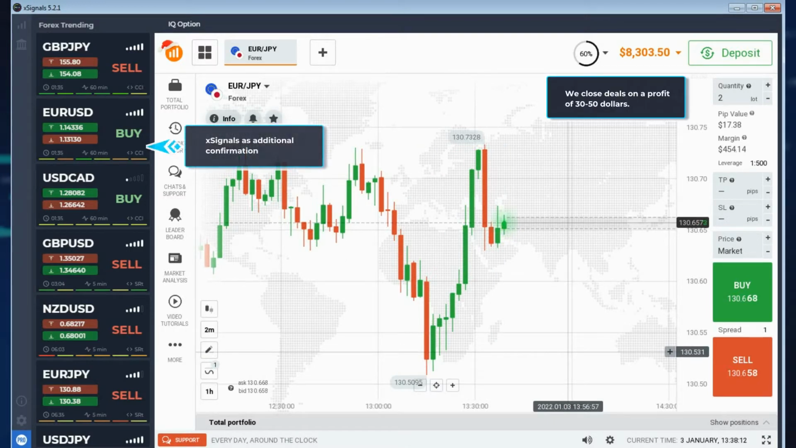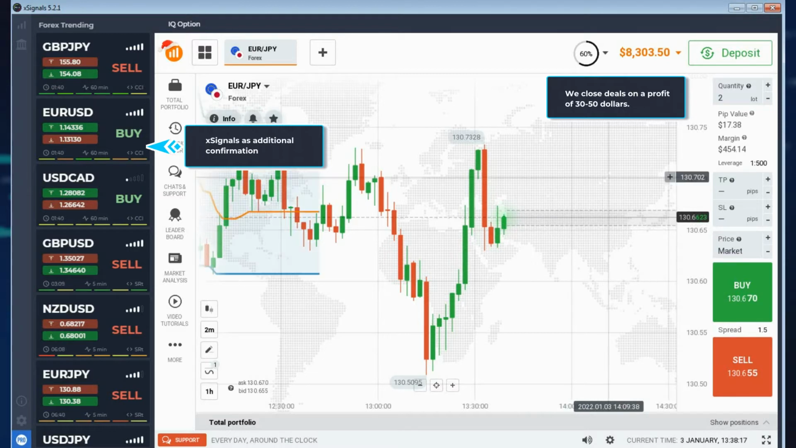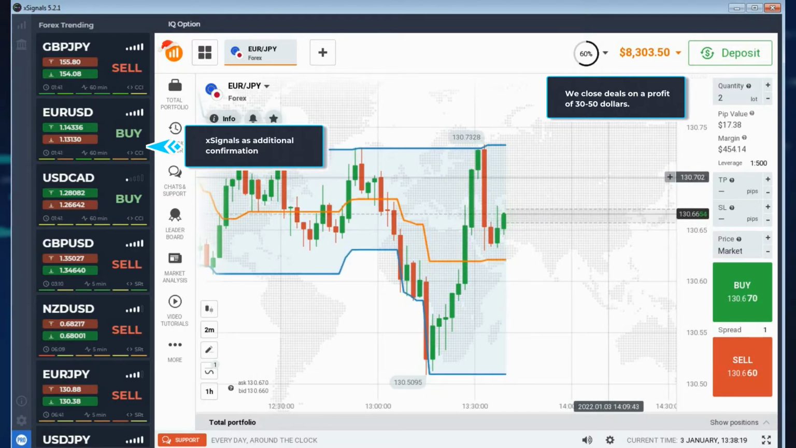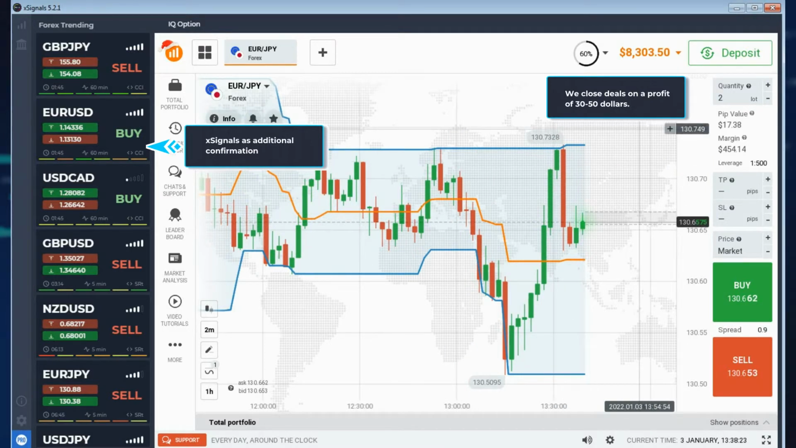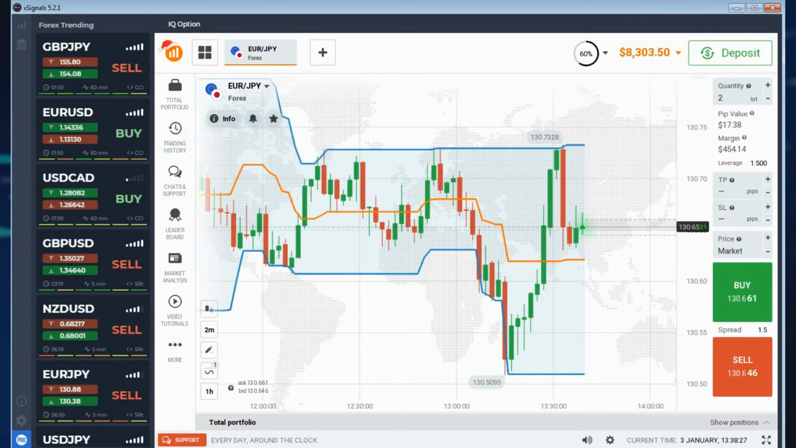All trend indicators must be confirmed by oscillators. For this we will use signals from the xSignals service, which take into account the periods of trend reversal and the onset of periods of overbought or oversold.